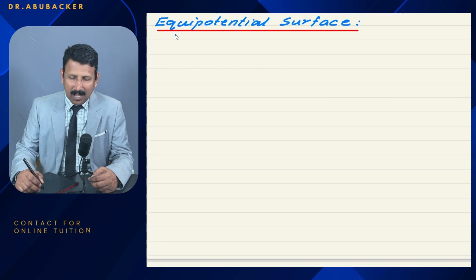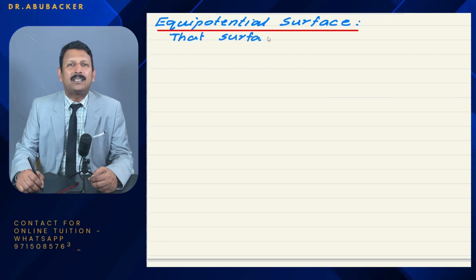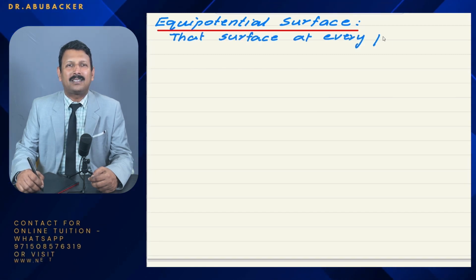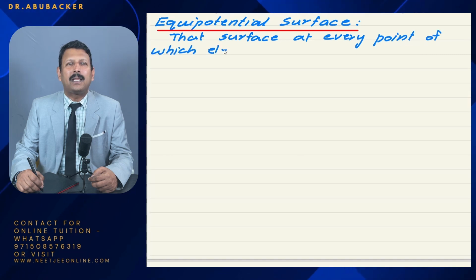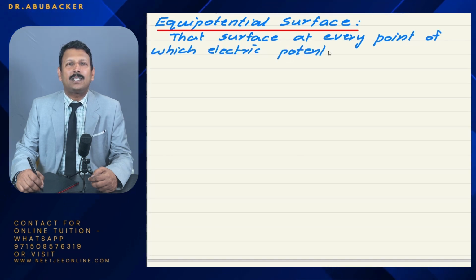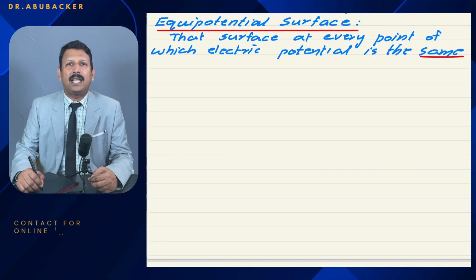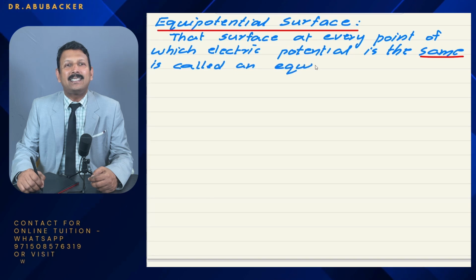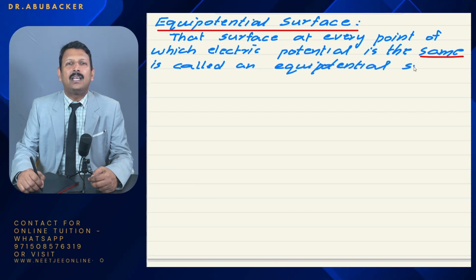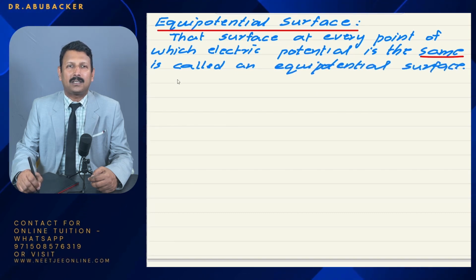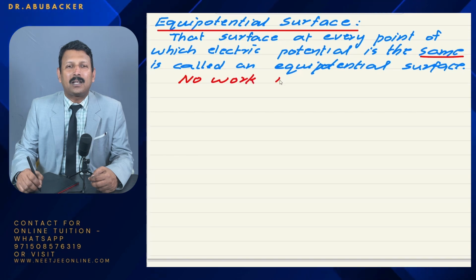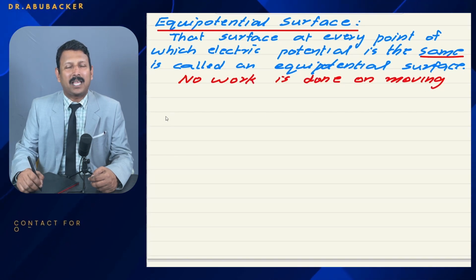The other point I want to discuss with you is the equipotential surface. Equipotential means the potential is equal. The surface at every point of which the electric potential is the same is called an equipotential surface. These are the surfaces on which the potential has the same value.